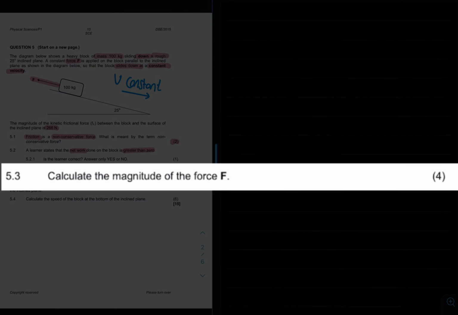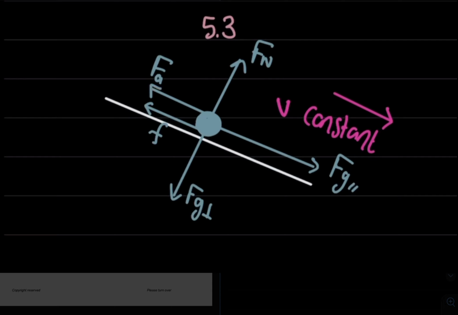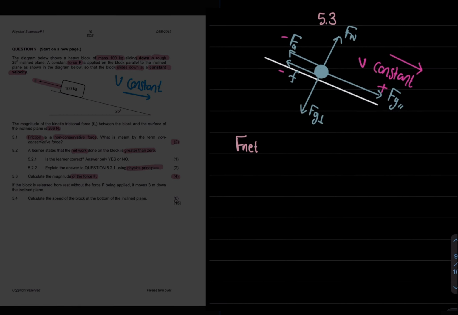5.3 says calculate the magnitude of the force F for a total of 4 marks. Now, in order to solve the applied force, I have to make use of my free body diagram. Remember that we have a constant velocity in the downward direction. Therefore, I would take all the vectors moving down the plane as positive and those in the upward direction as negative. We can now apply Newton's second law of motion in order to solve the applied force. Seeing as we have a constant velocity, it means that the acceleration would be equal to 0. And therefore, the net force would also be equal to 0.